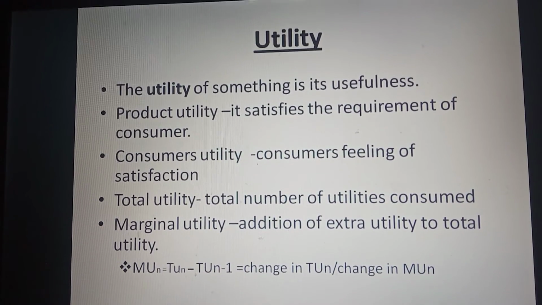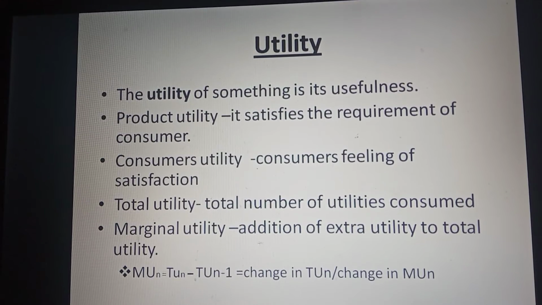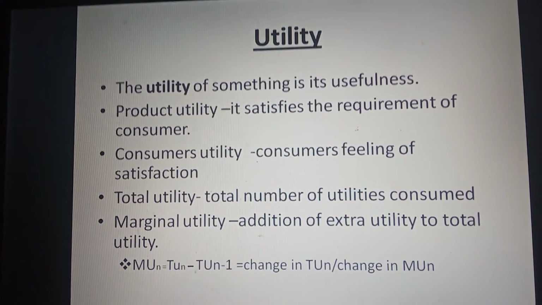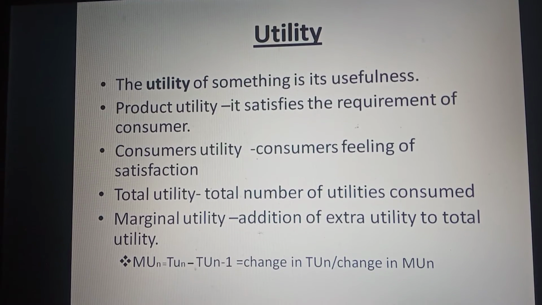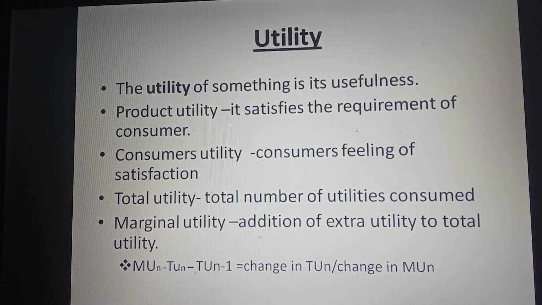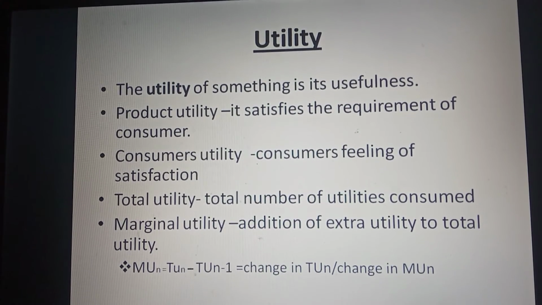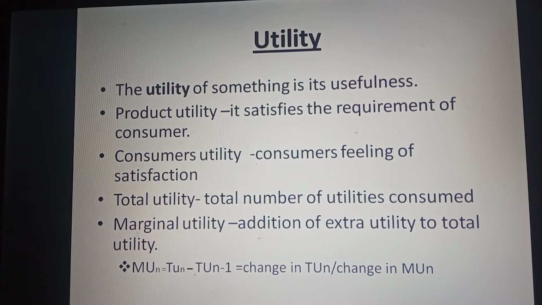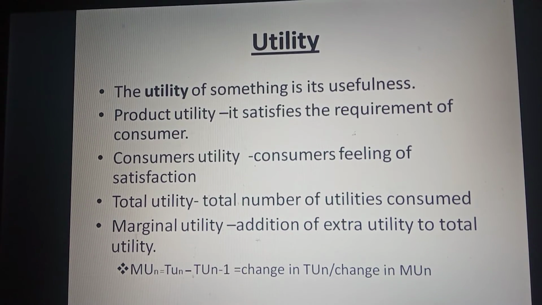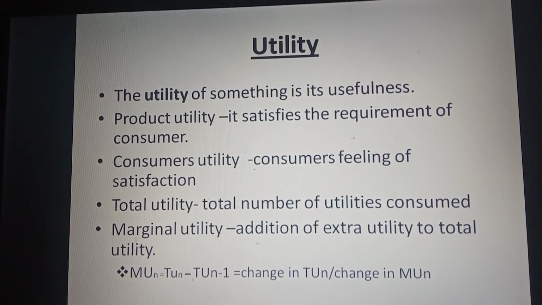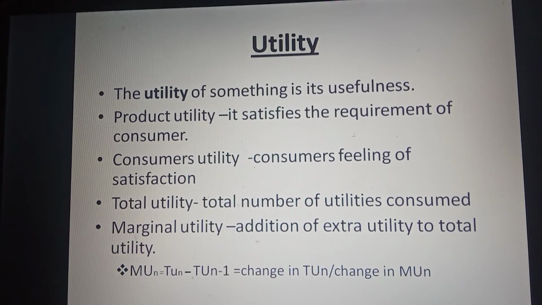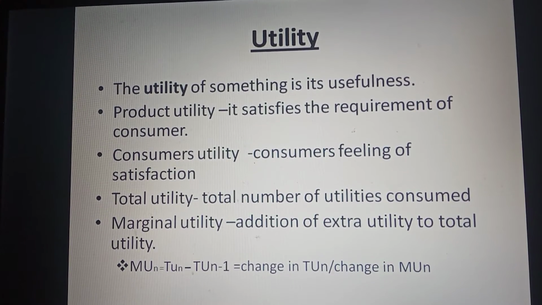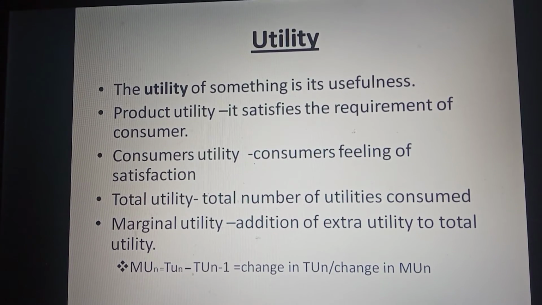Utility of something is its usefulness. It is the basis for demand of a commodity by an individual. There are two types of utility. Number one is product utility, and second one is consumer's utility. Product utility is the usefulness of a product which satisfies the requirement of a consumer. What is consumer utility? It is a psychological feeling of pleasure from its consumption to a consumer. It is a post-consumption phenomenon.